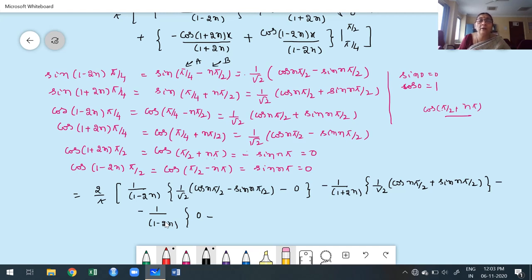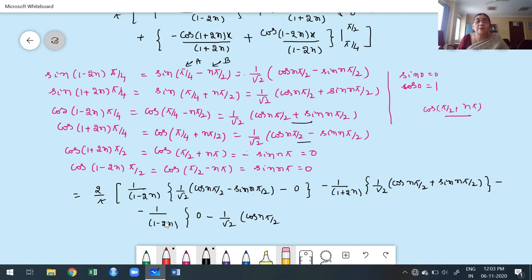What is my lower limit? It is pi by 4. Cos of 1 plus 2n into pi by 4. This is what we get actually: 1 by root 2 of, yeah, this is a thing I want to write. Third step is cos of n pi by 2. Now this is cos of 1 plus 2n into x. Therefore, we have to write this one, not for that.